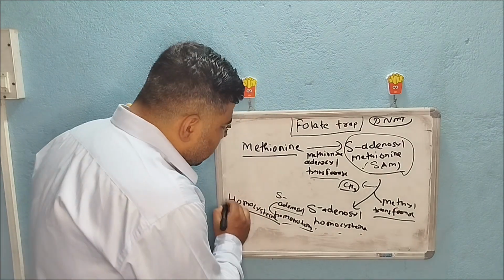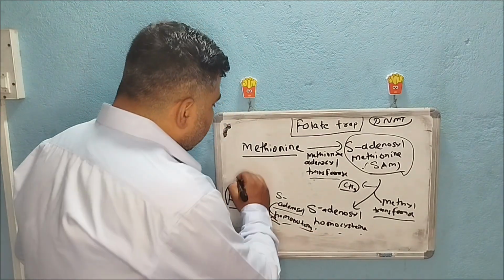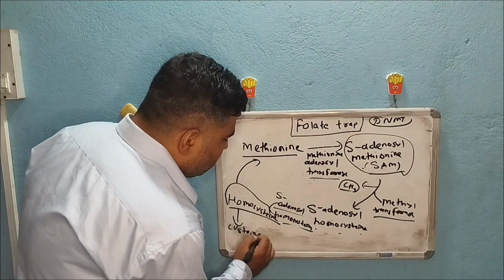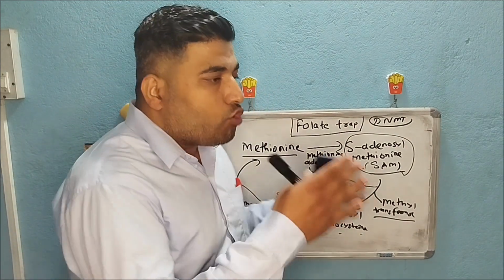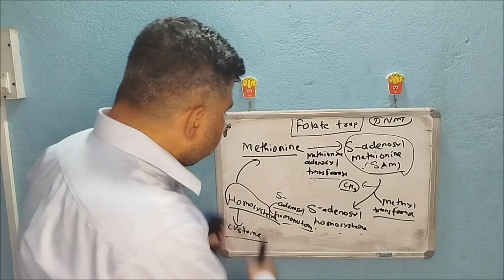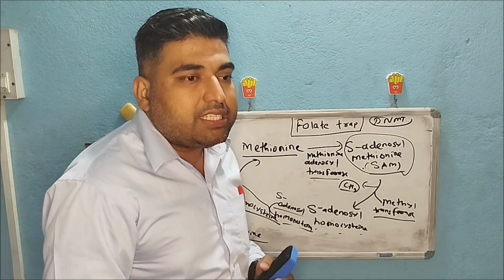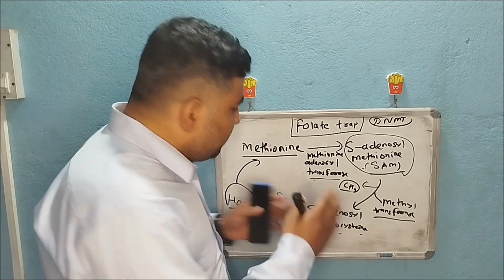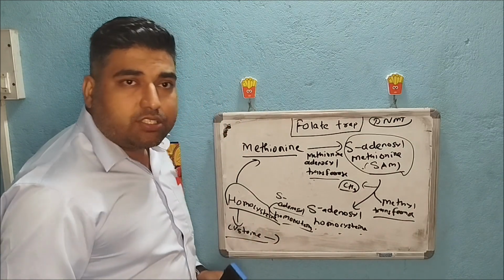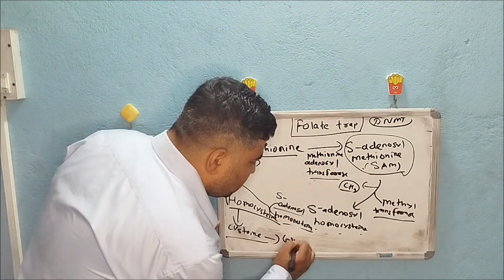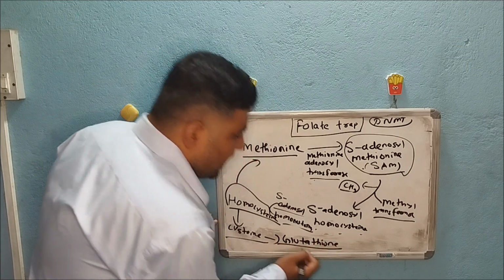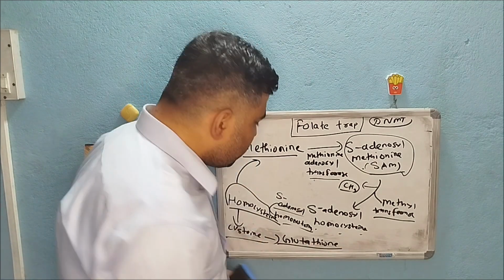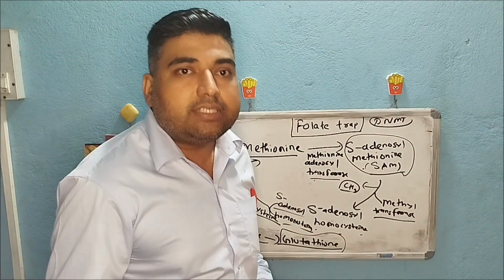Now the homocysteine that is formed can be reconverted back to methionine, or it can be converted into cysteine by the transsulfuration pathway, catalyzed by the enzymes cystathionine beta synthase and cystathionine gamma lyase. 50% of the cysteine formed from this homocysteine is utilized for the synthesis of glutathione, which is a part of the antioxidant defense system.